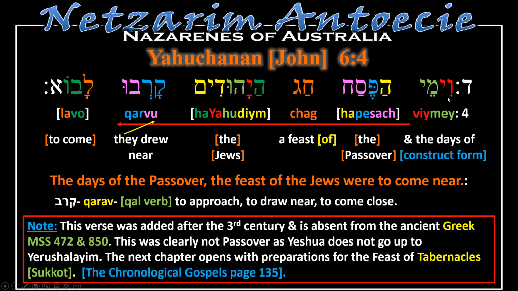Right, so we begin. Vav, Yod, Mem, Yod, Hey, Pei, because of the dot, Samek, Chet, Chet, Gimel, Hey, Yod, Hey, Vav, Dalet, Yod, Mem, Sofit Mem at the end of a word. Kuf, Resh, Veit, no dot, Vav, Lamed, Veit, Vav, Aleph. And we read it: Uvimei. And the days of. Remembering it's a construct form because we have a zere with the yod at the end, and that's usually a construct form.